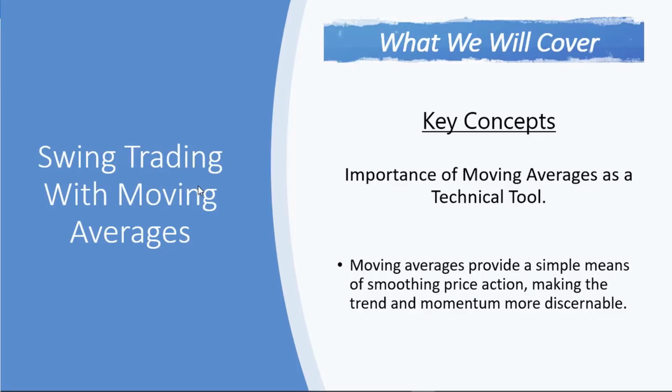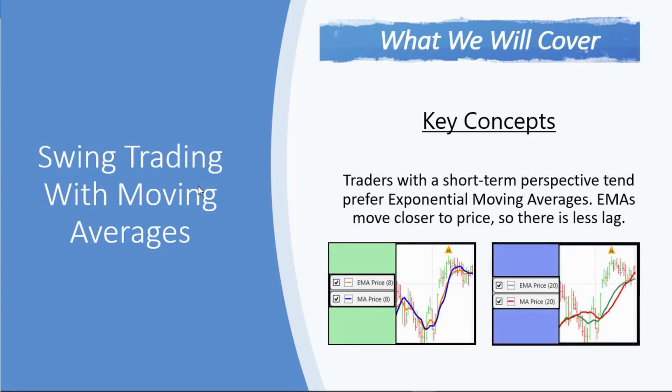Moving averages provide a simple means of smoothing price action, making the trend and momentum more discernible. This is something that's rather difficult with the naked eye. Moving averages smooth out the noise and help us identify emerging trend, strong trend, and then dissipating trend as well. Traders with a short-term perspective tend to prefer exponential moving averages, or EMAs, because they move closer to price, so there's less lag.